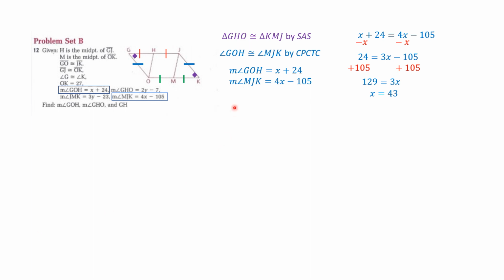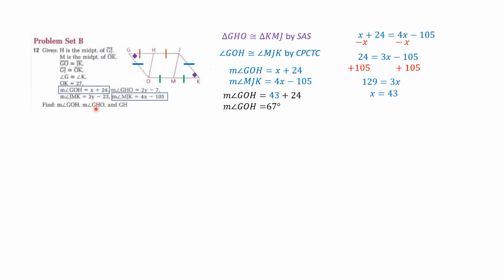Now, I am just going to pop 43 in for x in GOH because I don't really need the measure of MJK. They will be equal. I should get the same number, but I don't need it, so I'm only going to do it for GOH. All right, so GOH is equal to 43 plus 24, which is 67. So GOH is 67 degrees. And so is MJK, but they didn't ask us about that. So GOH, done, 67 degrees.